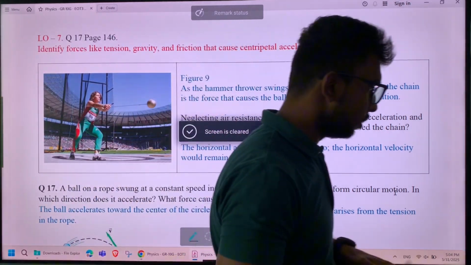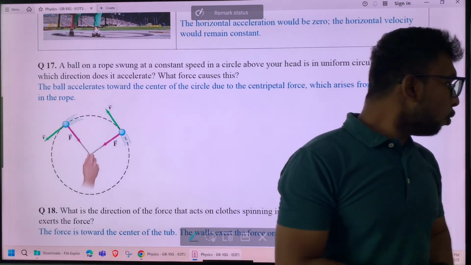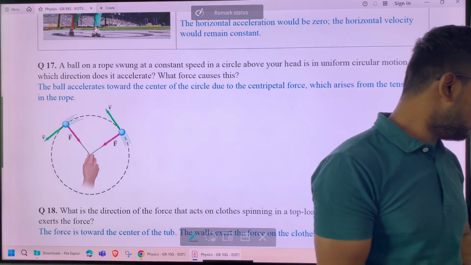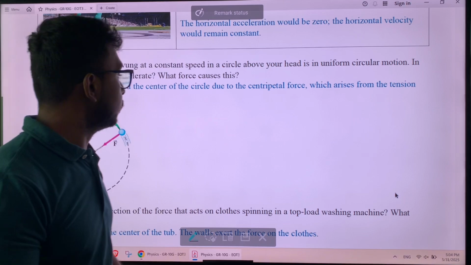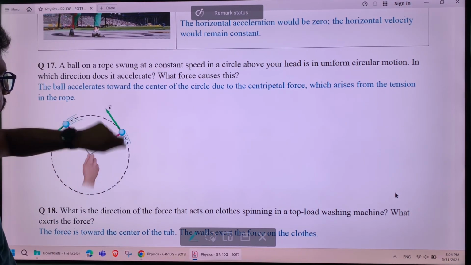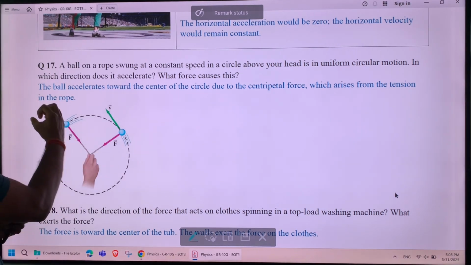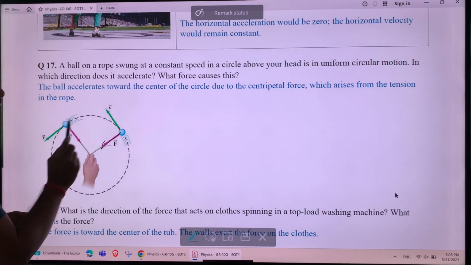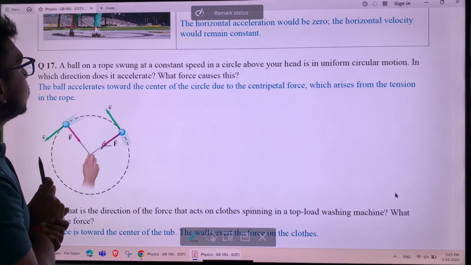Let's see if there is a question. A ball on a rope swung at a constant speed in a circle above your head is in uniform circular motion. In which direction does it accelerate? What force causes this? So there is a ball on a rope swung at a constant speed. I am rotating it continuously, like the example I gave you, and the rope is holding it, bringing it together. So in which direction is the force acting?